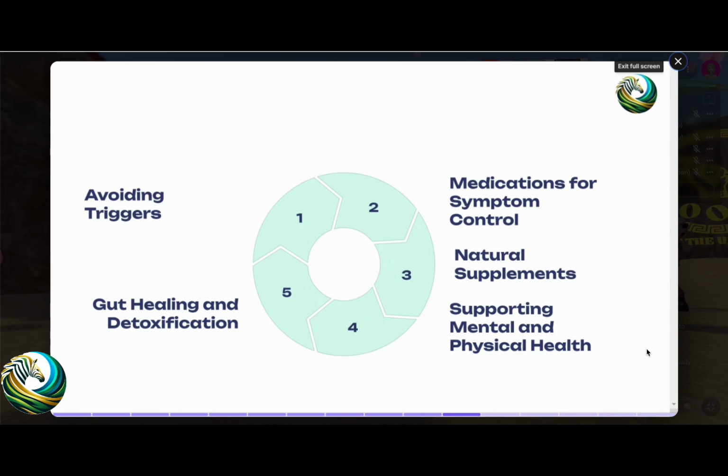And then gut healing and detoxification with some diets and stuff like this. So, as you can see, we need to approach it from different systems. We need to approach it by avoiding what can trigger us to the extent that we can. Obviously we cannot avoid everything, but to the best of our ability. And then we need to medicate, and we need to supplement and support the mental and physical symptoms, and also the GI symptoms with the gut, which is the microbiome.